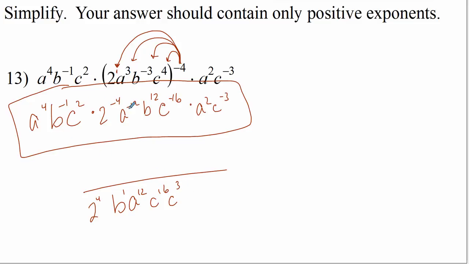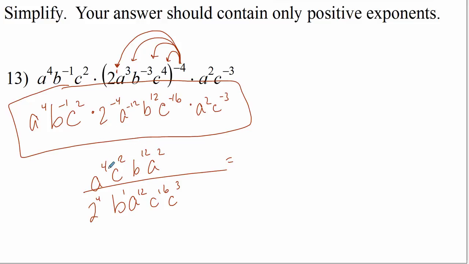I think I covered all of them. So we should have 1, 2, 3, 4, 5. 1, 2, 3, 4, 5. Okay. Everything else stays on top. That is positive. C squared, b to the 12, a to the 2. All right. This is going to be great. Now let's start canceling if we can.